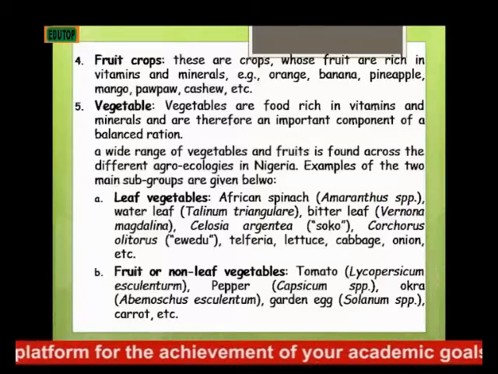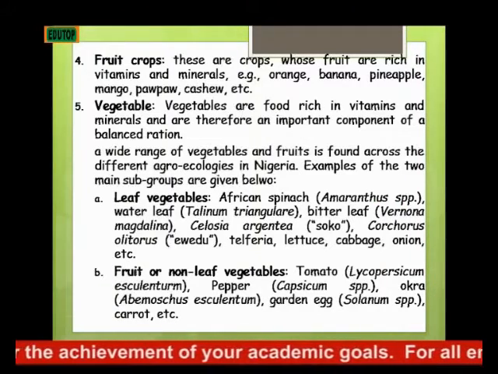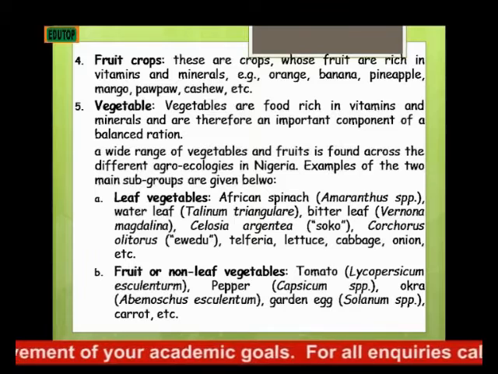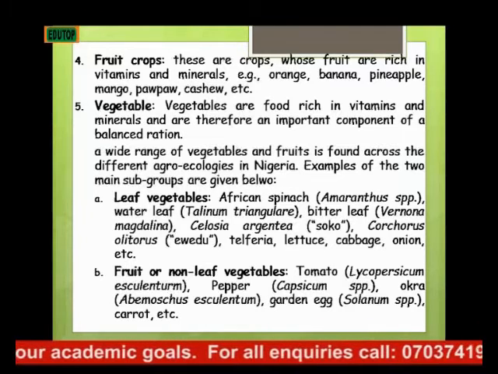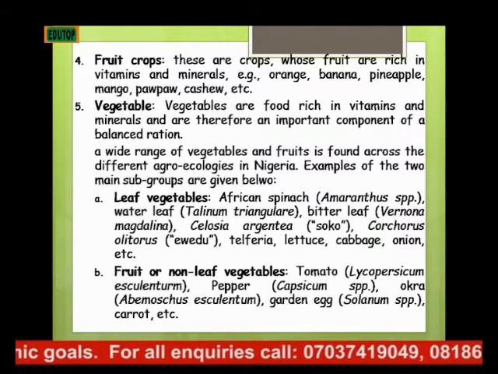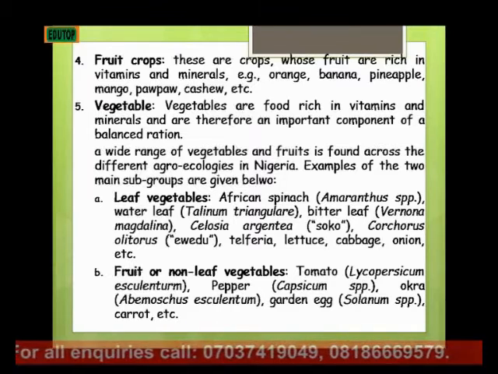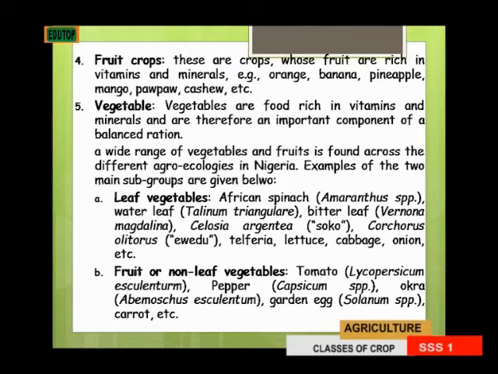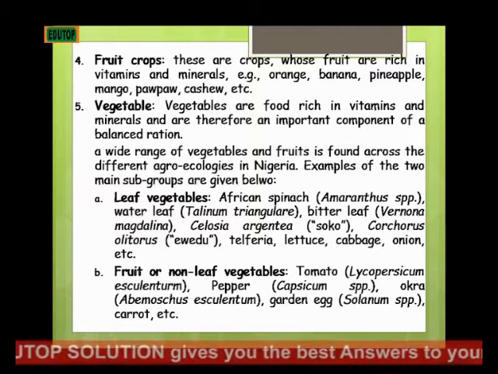The next one is the fruit crops. These are crops whose fruits are rich in vitamins and minerals, e.g. orange, banana, pineapple, mango, pawpaw, cashew, and so on. They are majorly tree crops, except for pineapple and some other fruits.